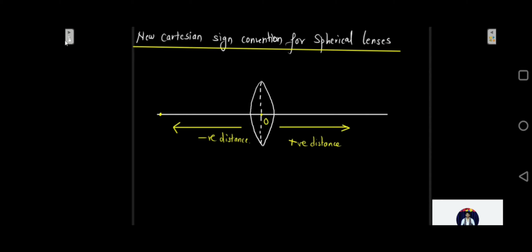Heights measured upwards and perpendicular to the principal axis are taken as positive. So all the heights upwards will be taken as positive, and the heights which are taken perpendicular downwards will be taken as negative. So these are the sign conventions for spherical lenses. Now there are numerous consequences which can be drawn from this sign convention. So let us see consequences of sign convention.